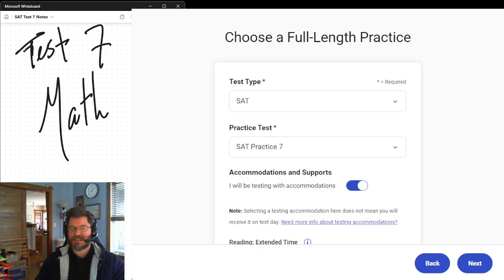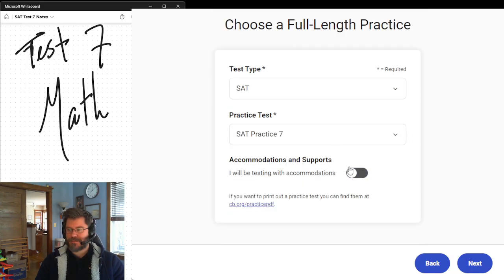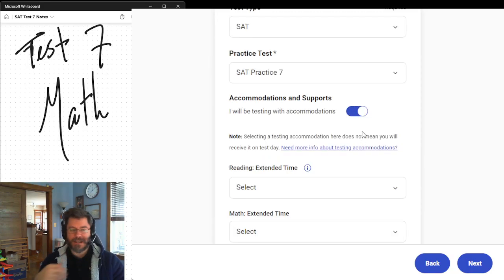We're doing the Test 7 math. I've learned my lesson this time. I'm going to be testing with extended time so I don't have to chase the clock towards the end and feel rushed, because I am explaining these as I go.